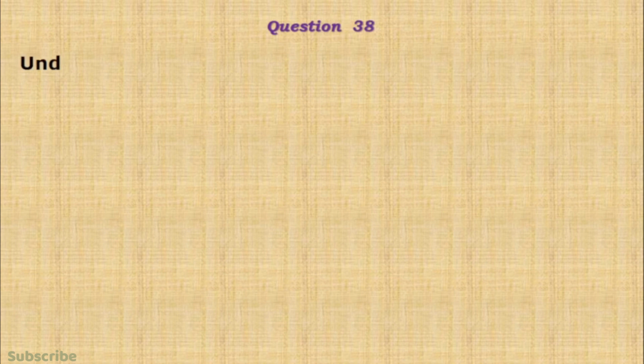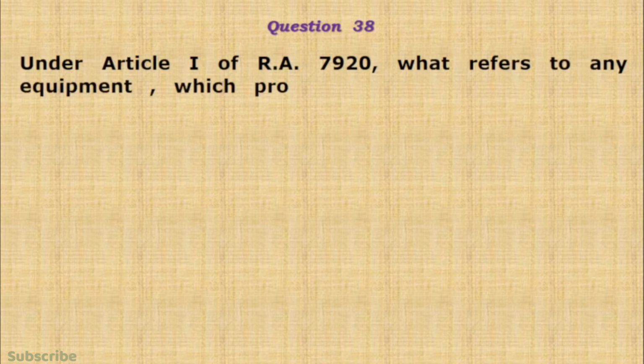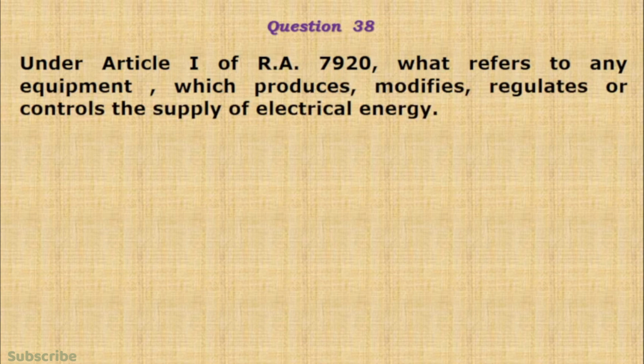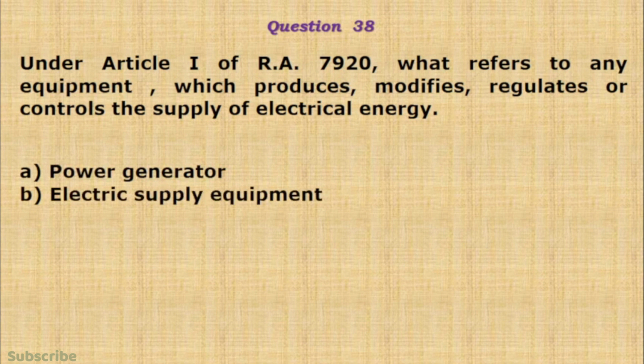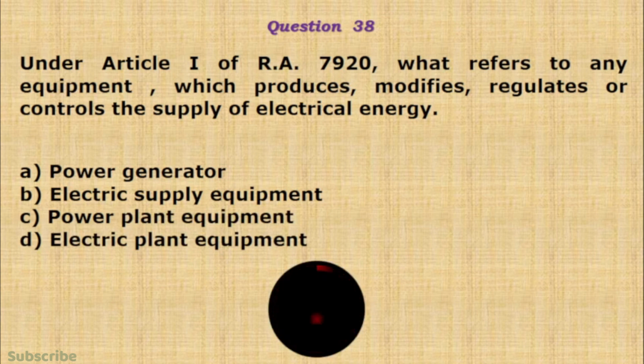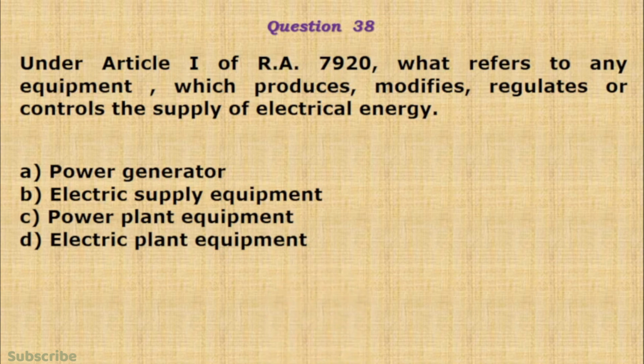Question number 38. Under Article 1 of RA 7920, what refers to any equipment which produces, modifies, regulates, or controls the supply of electrical energy? A. Power generator. B. Electric supply equipment. C. Power plant equipment. D. Electric plant equipment. The correct answer is letter B, electric supply equipment.